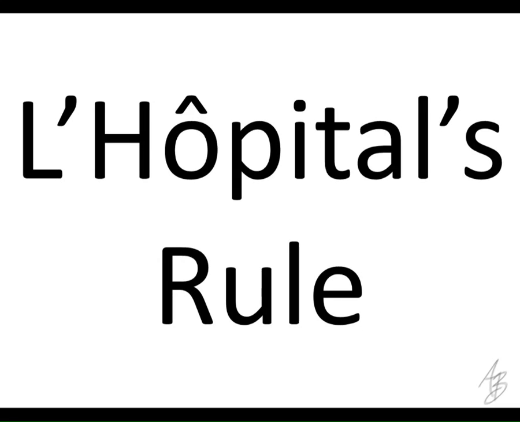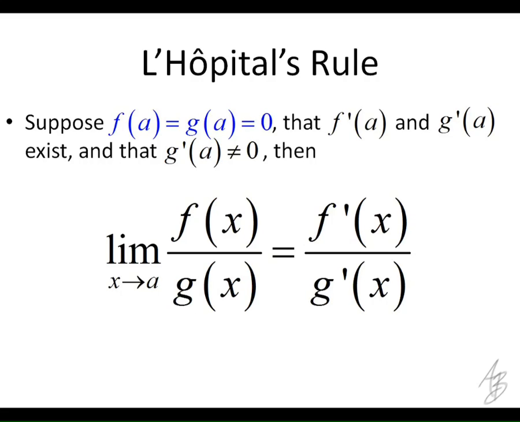So let's look at L'Hopital's rule itself, and I'm kind of building it up here, so I'll show you what it is, what it says. L'Hopital's rule says, suppose that f of a equals g of a, and those are both equal to 0, and that the derivatives at a both exist, and that the derivative of g at a is not equal to 0. A lot of things here in the hypothesis of this theorem, and we'll talk about why those things have to be true. But if all of that is true, then the limit as x approaches a of f of x over g of x is equal to f prime of x over g prime of x.